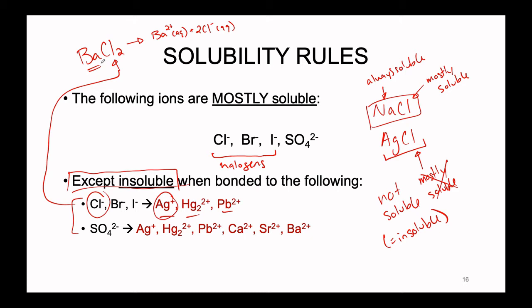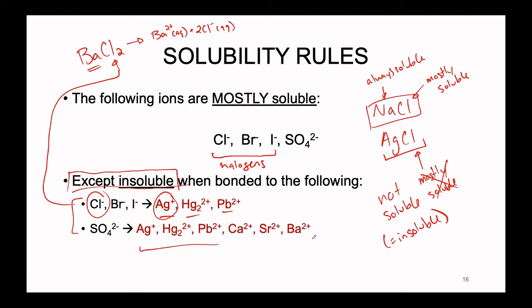All right, and sulfate is also listed down below. Sulfate has its own list of cations that it becomes insoluble when it comes into contact with. The first 3 are the exact same as the chlorine, bromine, and iodide. We can see silver, mercury 2, and lead being present here. However, there are 3 additional ions present: calcium 2+, strontium 2+, and barium 2+.